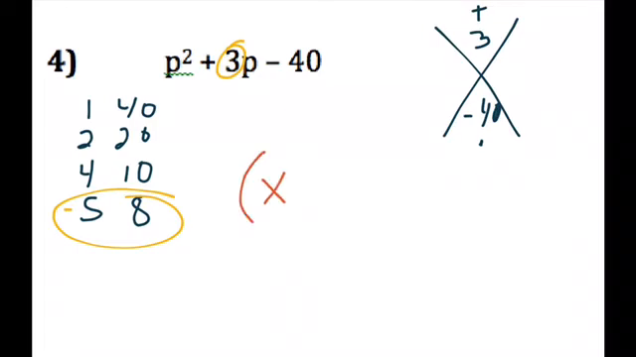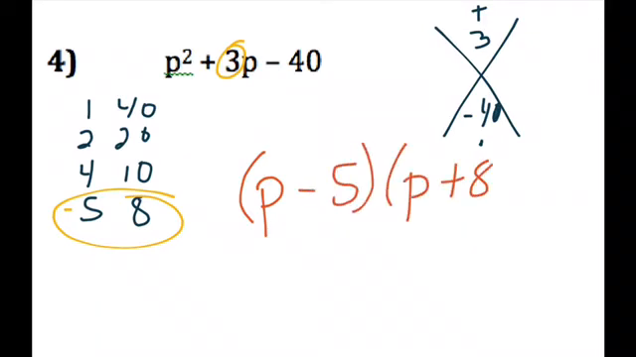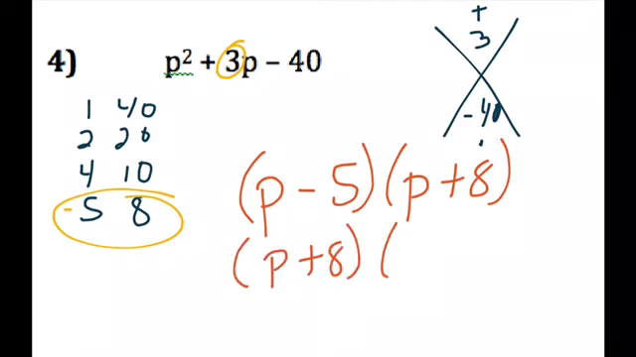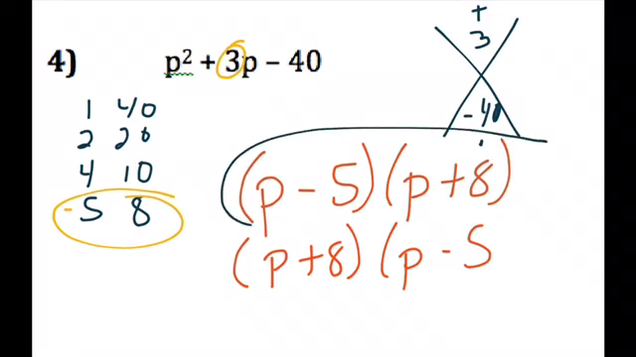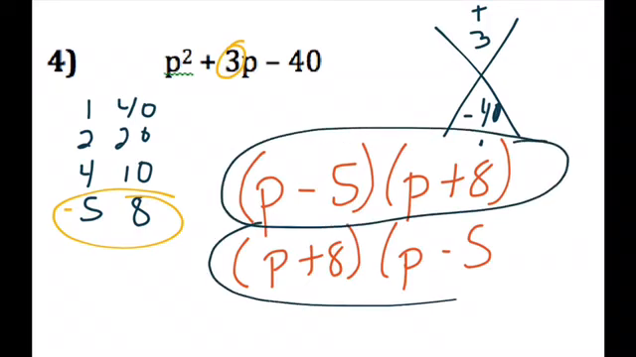So my answer is P subtract 5 times P plus 8. If you wrote it as P plus 8 times P subtract 5, it does not matter. Same answer. So either one of those would be correct.